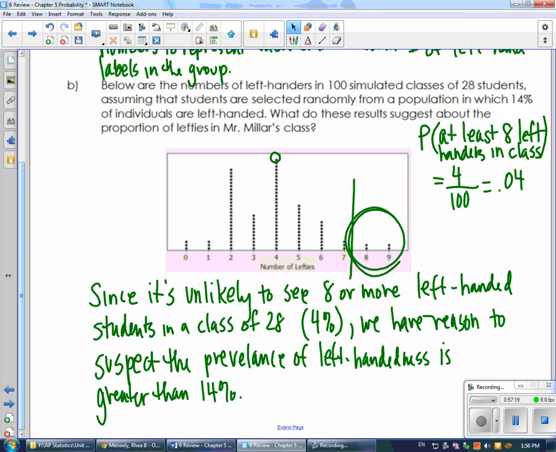Okay, because if in fact it was 14%, then the likelihood of me seeing 8 or more left-handed students in a class of 28 would only be 4%. And since that's what I got, since that's what I saw, and it's so rare, it makes me suspicious of the claim. And so in this case, that's what I would conclude, that the claim is probably wrong, and there may be, in fact, a higher percentage of students who write with their left hand.